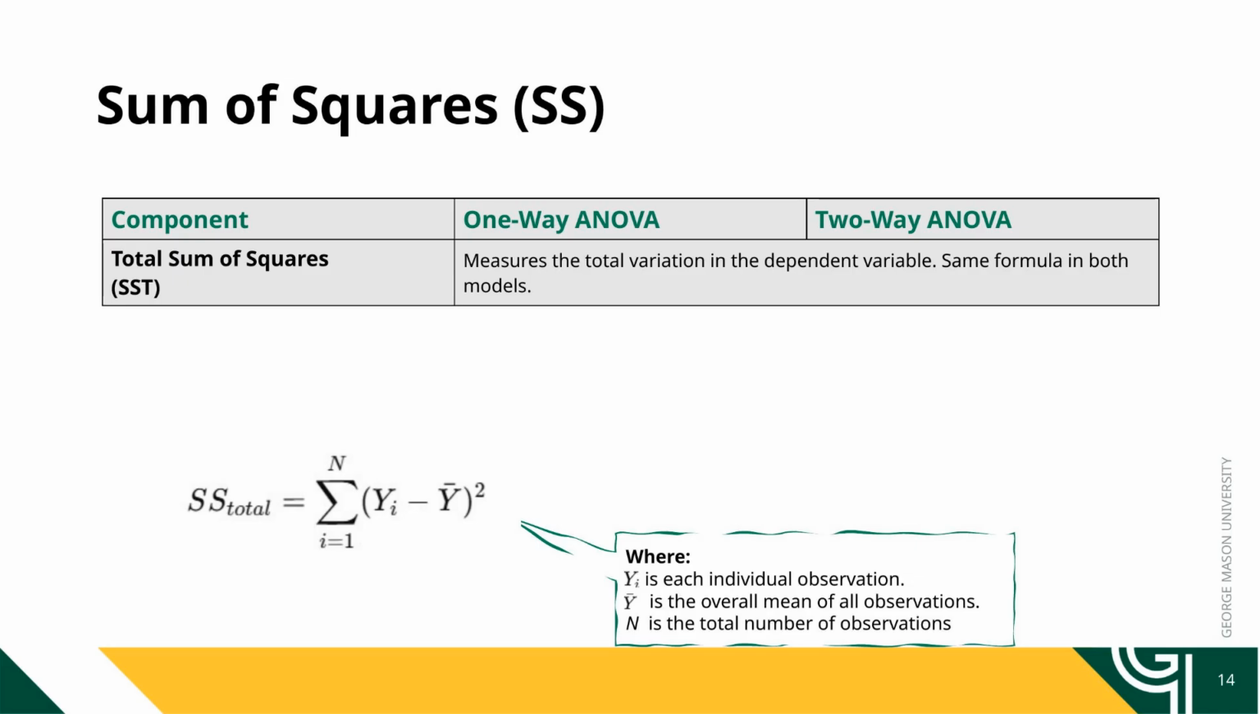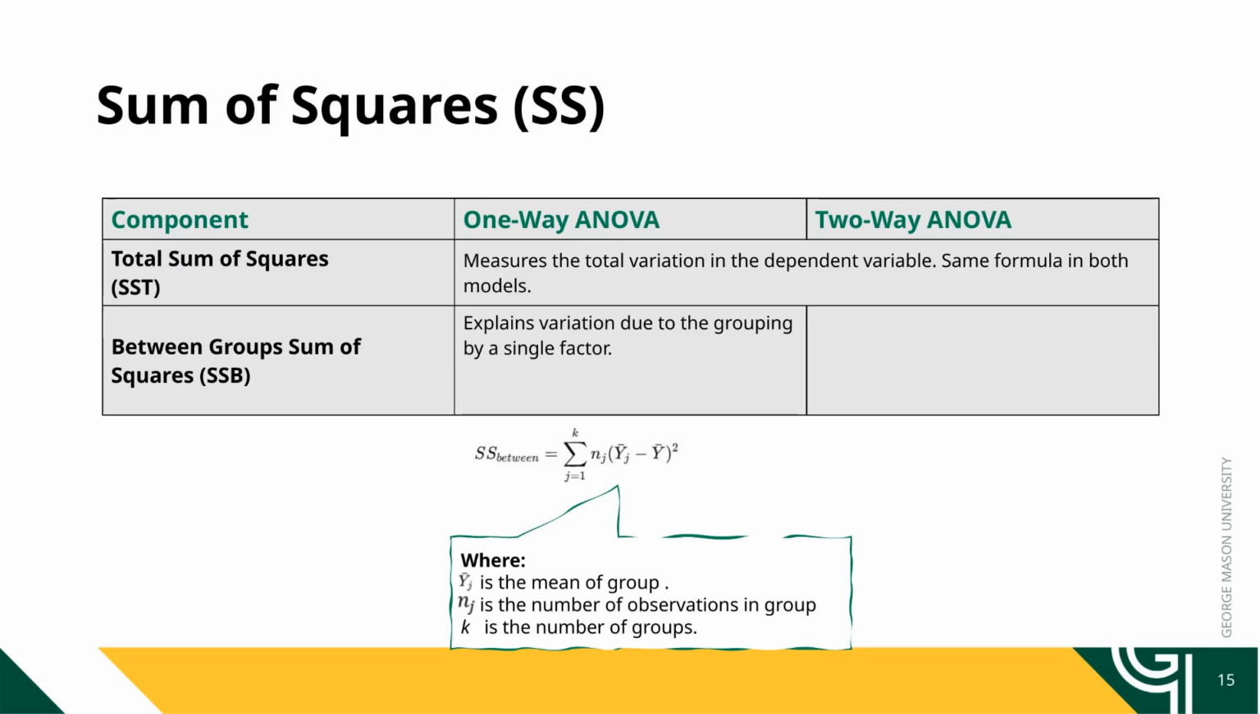The total sum of squares, SST, in one-way and two-way ANOVA represents the overall variation in the data, calculated by comparing each observation to the overall mean. It forms the basis for assessing how much of the total variation is attributed to the factors being studied, with the formula being identical in both models.